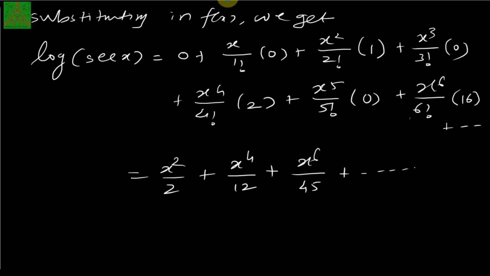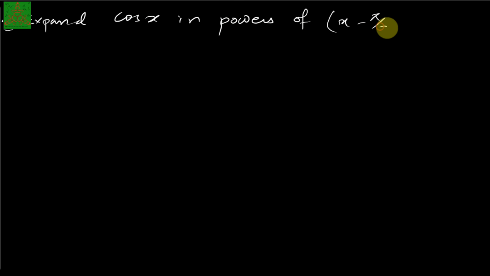Then let us do the next question. Expand cos x in powers of x minus pi by 2. That means we need to find out what will be the Taylor series of cos x about pi by 2.